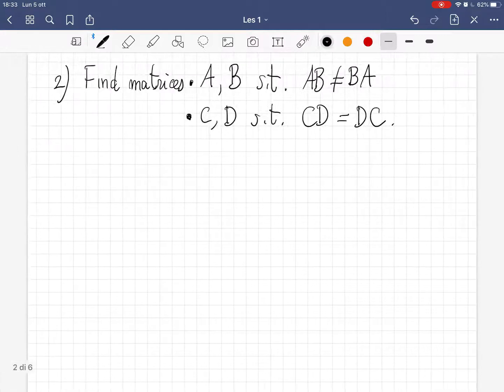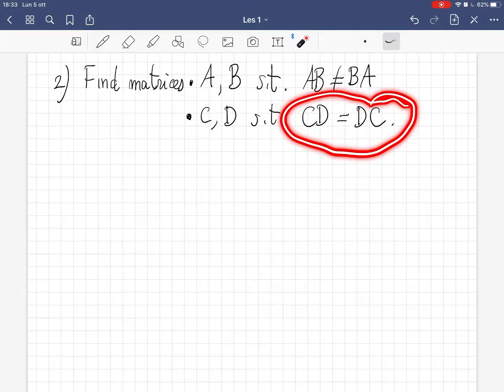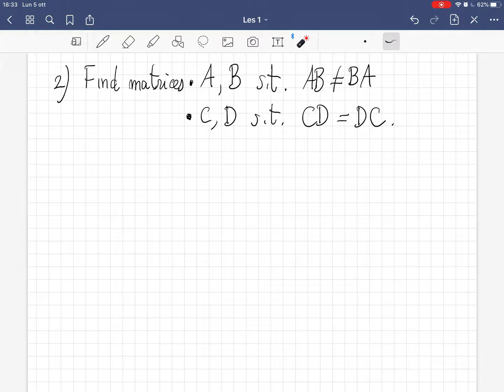So let's go on. Okay, this is nice. So I ask you to find matrices A, B such that they don't commute. So A times B is not B times A. But also I ask you to find C, D such that they commute. So CD is equal to DC. And yes, let's first do the last one.